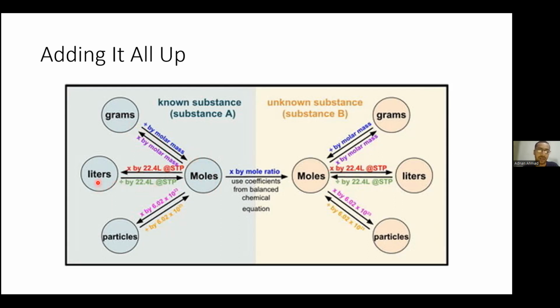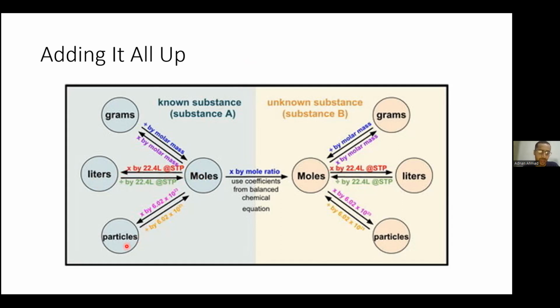And if the amount of the reactants is given in liters, and we have to convert it into moles, we divide by 22.4 liters at standard temperature and pressure. This is STP, and these are called standard temperature and pressure. And if we have number of moles and we are trying to convert it into liters, how do we do that? We multiply it by 22.4 liters. This is a constant that we use.